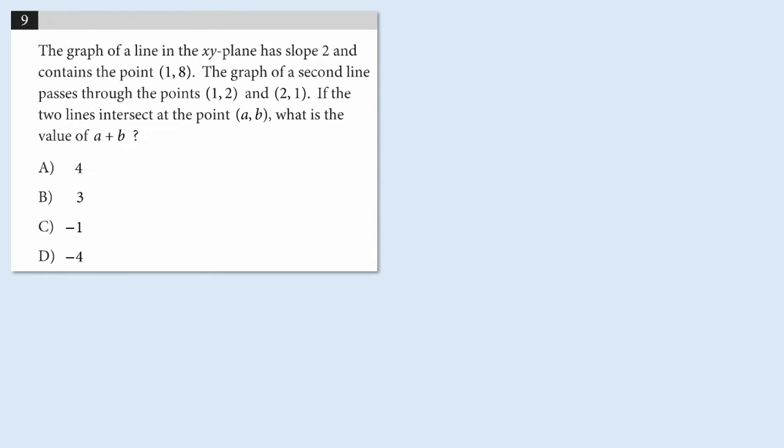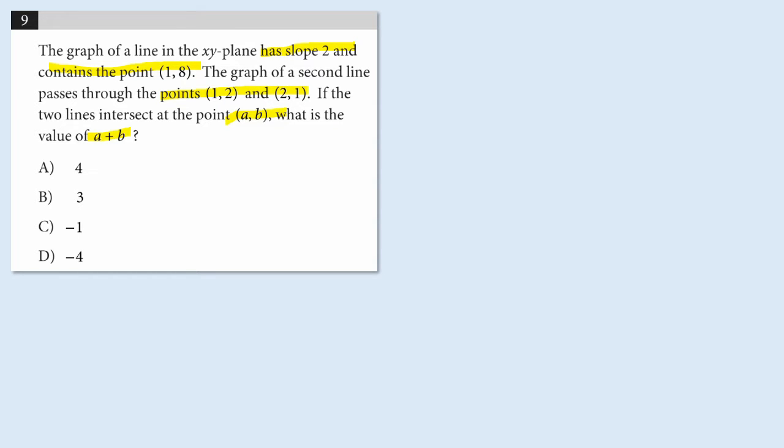The problem entails two lines. The first line has a slope of 2 and the point (1, 8) lies on the line. And the second line goes through the points (1, 2) and (2, 1). The lines are going to intersect at (a, b), and the question is asking, so what is a plus b?